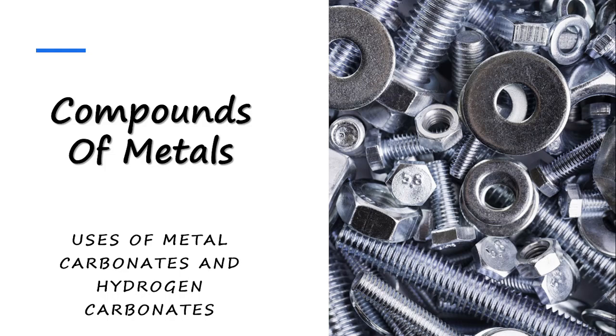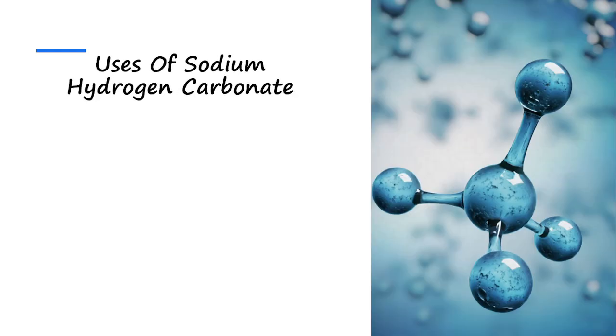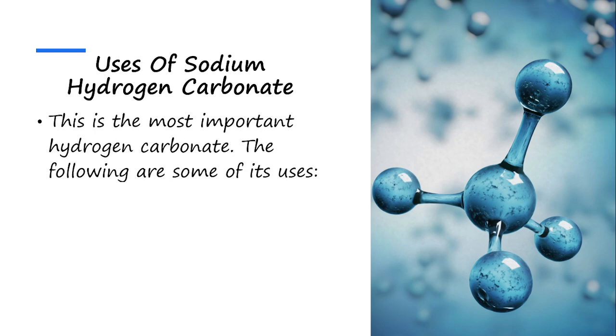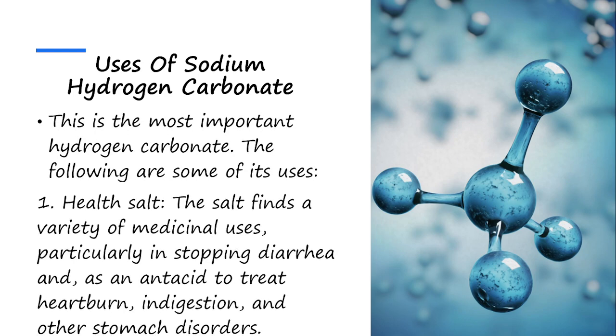Our chapter is compounds of metals, and we're still discussing the various uses of the metal carbonates and the hydrogen carbonates. So far in our previous video, we discussed the uses of sodium carbonate. So today, let's move on to the uses of sodium hydrogen carbonate, or simply sodium bicarbonate. Basically, this is the most important hydrogen carbonate, and the following are some of the uses of this sodium bicarbonate.